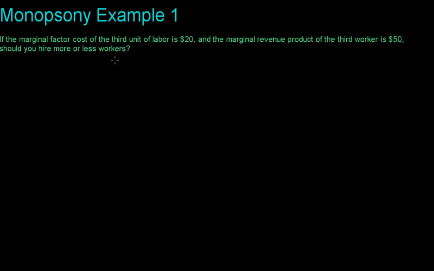If the marginal factor cost of the third unit of labor is equal to 20, let's just put this in symbols right here. The marginal factor cost of labor is equal to 20. Even better, I should put it as MFC of 3 labor. And then the marginal revenue product of the third worker is 50. So we have the marginal revenue product of 3 labor is equal to 50.